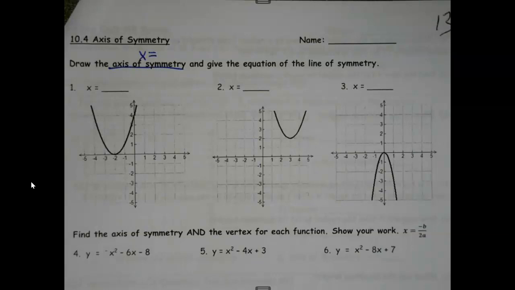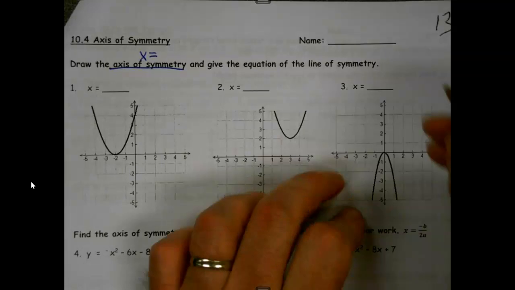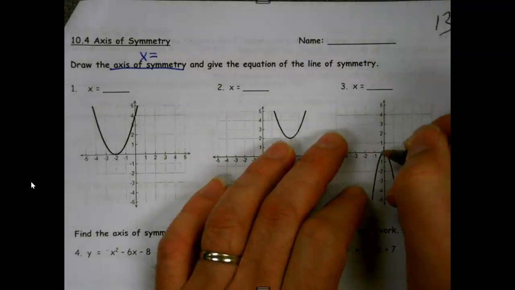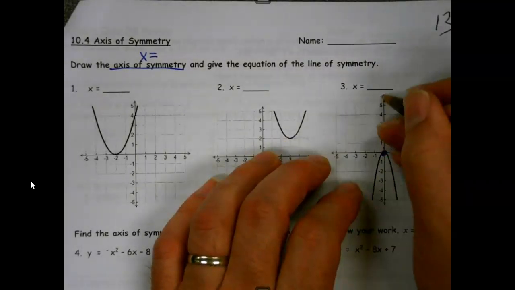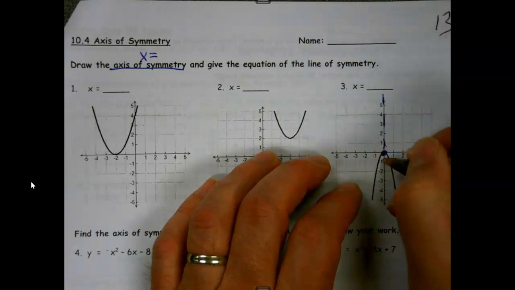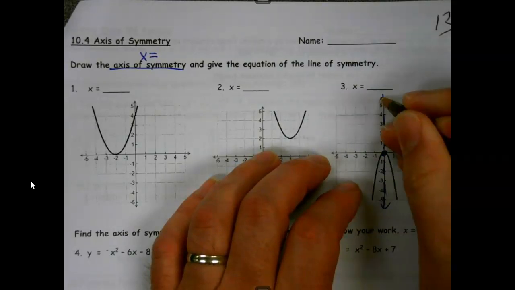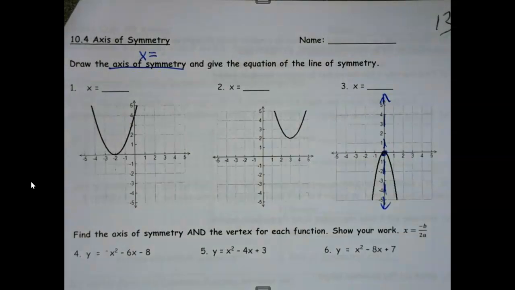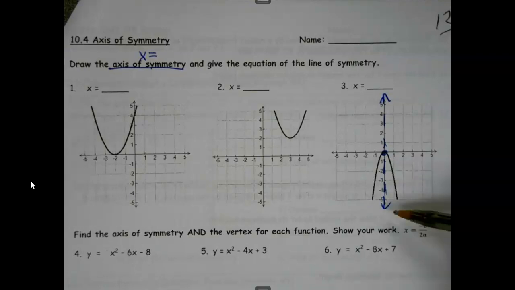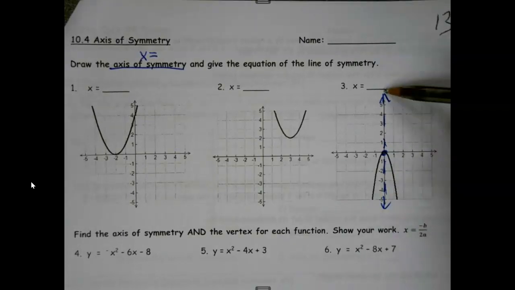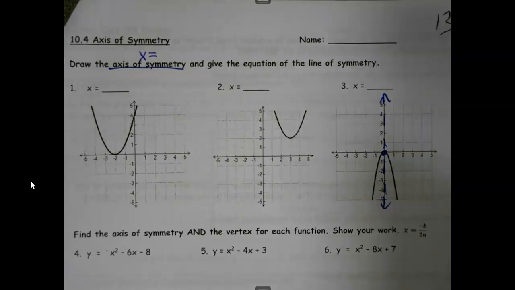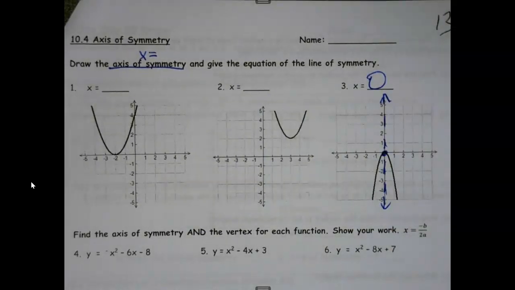So, again, it doesn't matter where you go. Let's even say at number 3, because this might be a little weird. Okay, so here's my vertex. What's my x value at that dotted line? Where am I going through the x-axis with this? 0. That's all you need. Draw it in. Put your x equals 0.